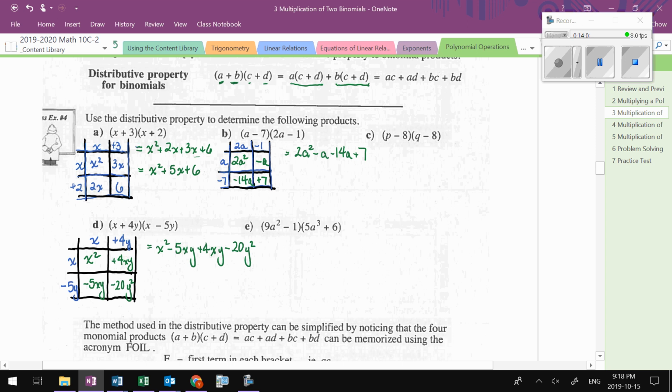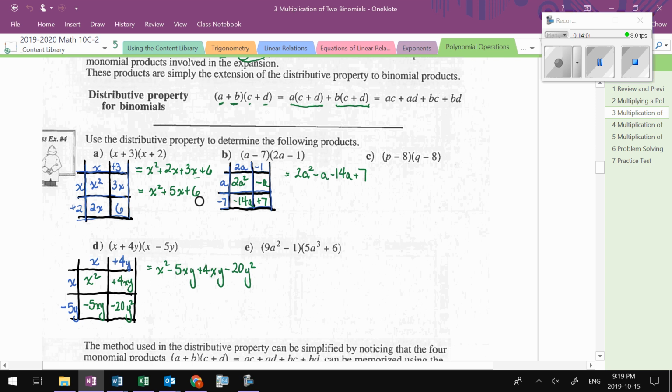A box method will also work, or another way to think of it is almost like a little meet and greet. If you've got person A and person B hanging out and walking through the mall, and they bump into person C with person D, A says hi to C, A says hi to D, then B says hi to C, and B says hi to D. It's like a little handshake problem, we call it. It's the same thing that's happening here. So x times x, x times 2, 3 times x, 3 times 2.